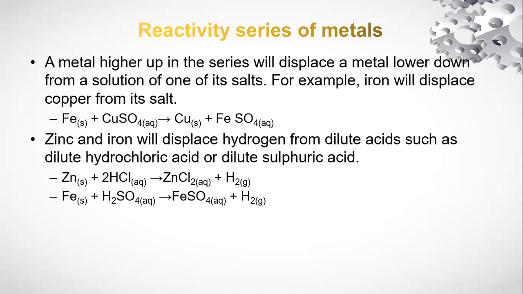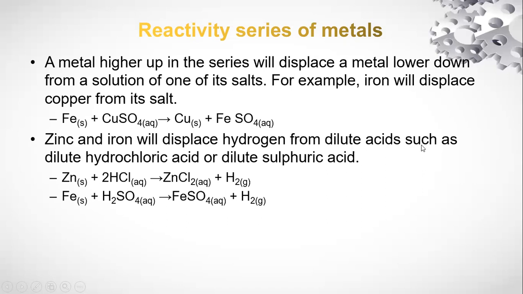So from there, a metal high up in the series will displace a metal lower down from the solution of one of its salts. Take an example: iron will displace copper from its salts. As you can see, in this reaction, iron plus copper sulfate, the copper will be displaced by the iron, so the copper will remain itself and the result is also iron sulfate.